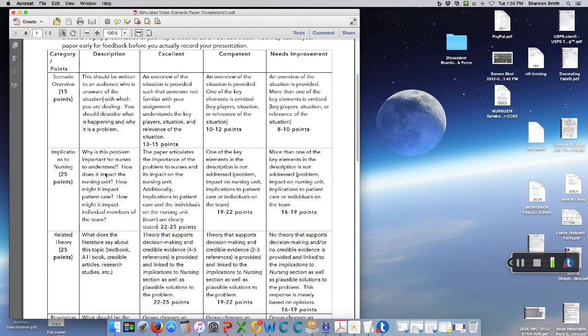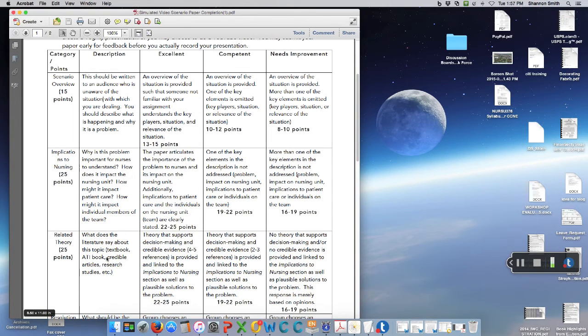All right, and then implications for nursing. Why is it important that you deal with this situation, and how might it impact patient care? So in other words, you might talk about what happens if you don't call the doctor. Well, of course, your patient's going to be harmed. What happens if you do call the doctor? How do you form a relationship where it becomes collaboration and he doesn't feel like you're bugging him? So all those things would come into play.